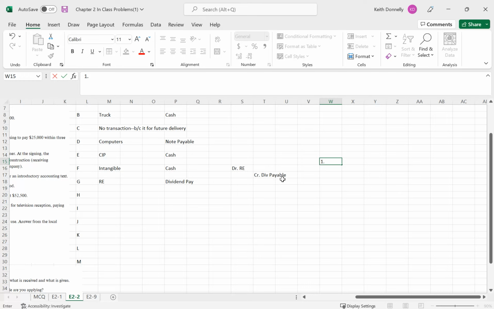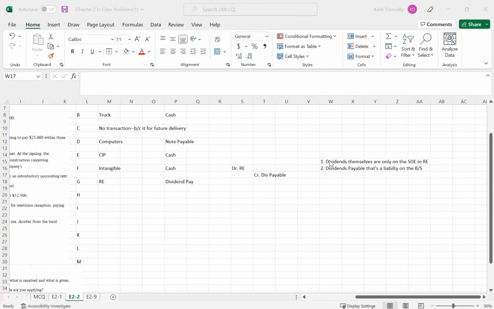Now, my first point here is that dividends themselves are only on the statement of owner's equity in retained earnings: beginning plus net income minus dividends. Dividends payable, however, it says payable, that's a liability on the balance sheet. So pure dividends, you're not going to see them as an expense on the income statement. They're just going to be in the retained earnings roll forward, and then dividends payable is a liability on the balance sheet.